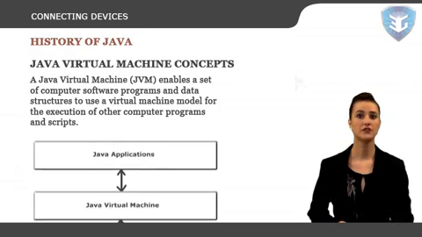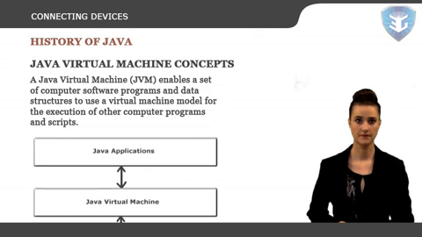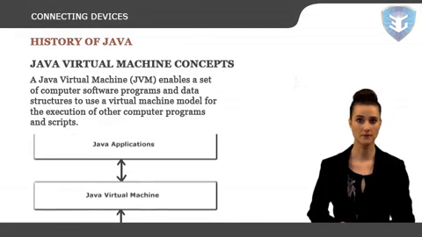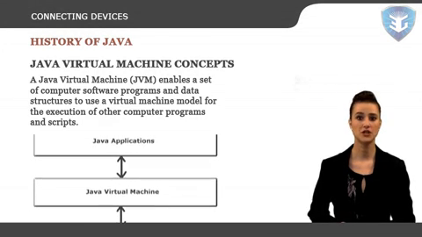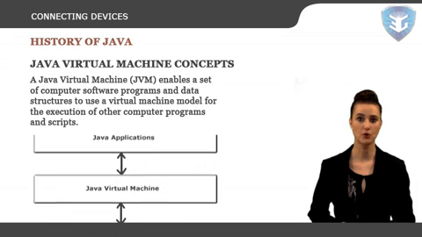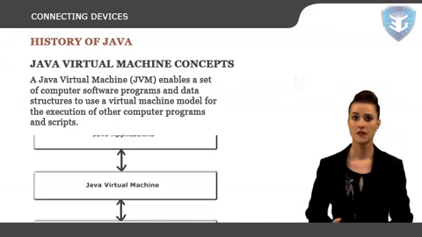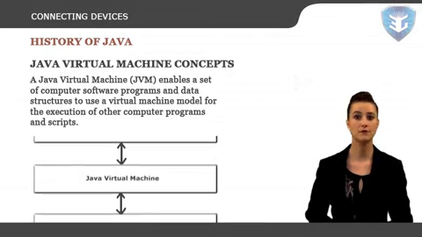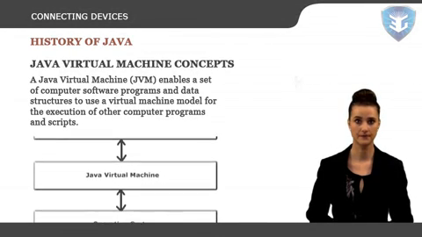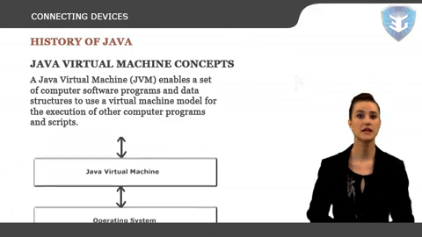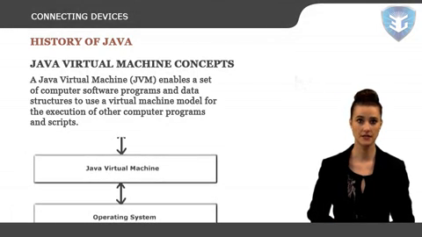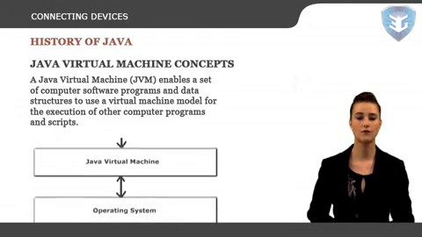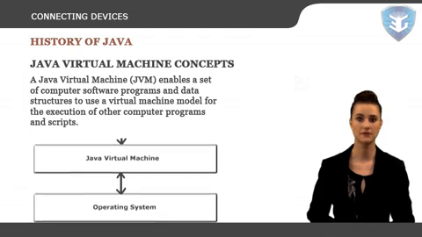Now we will know about the Java virtual machine concepts. A Java virtual machine, JVM, enables a set of computer software programs and data structures to use a virtual machine model for the execution of other computer programs and scripts. The model used by a JVM accepts a form of computer intermediate language commonly referred to as Java bytecode. This language conceptually represents the instruction set of a stack-oriented capability architecture. Sun Microsystems claims there are over 4.5 billion JVM-enabled devices.